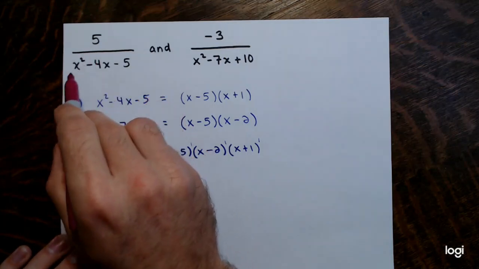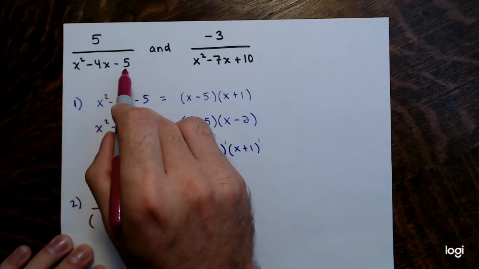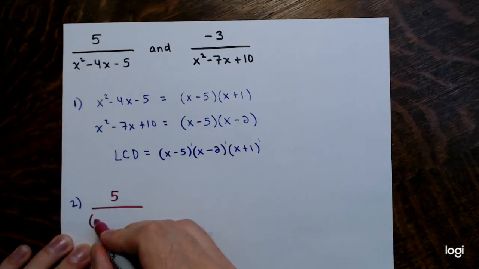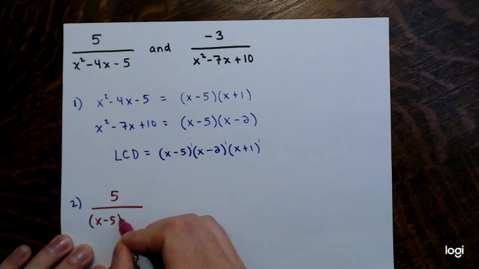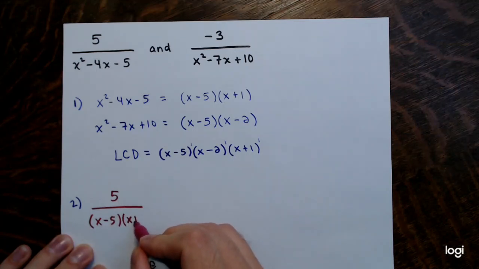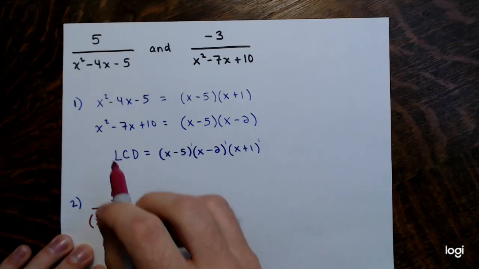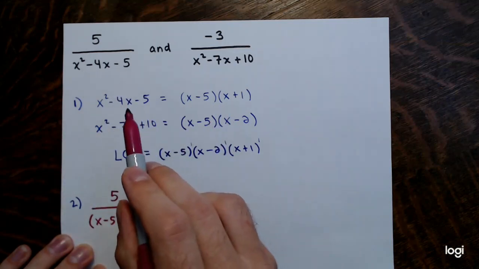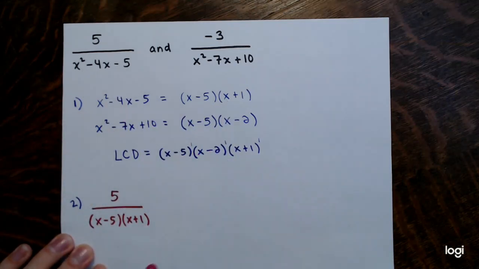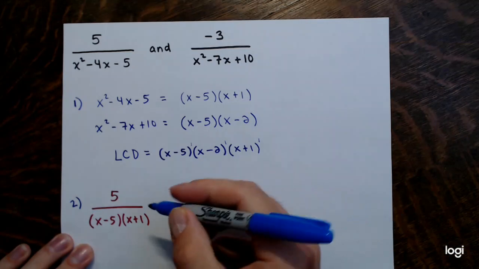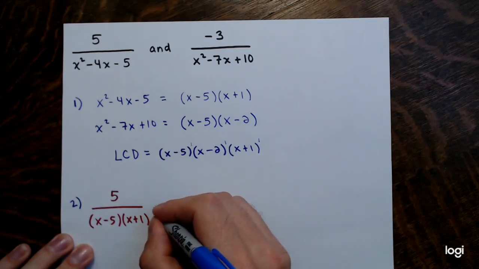So 5 over x squared minus 4x minus 5, that's 5 over x minus 5 times x plus 1. This here is the same as x squared minus 4x minus 5, we saw it here. Alright, so what I'm going to do is, again, I'm going to write an equivalent fraction.